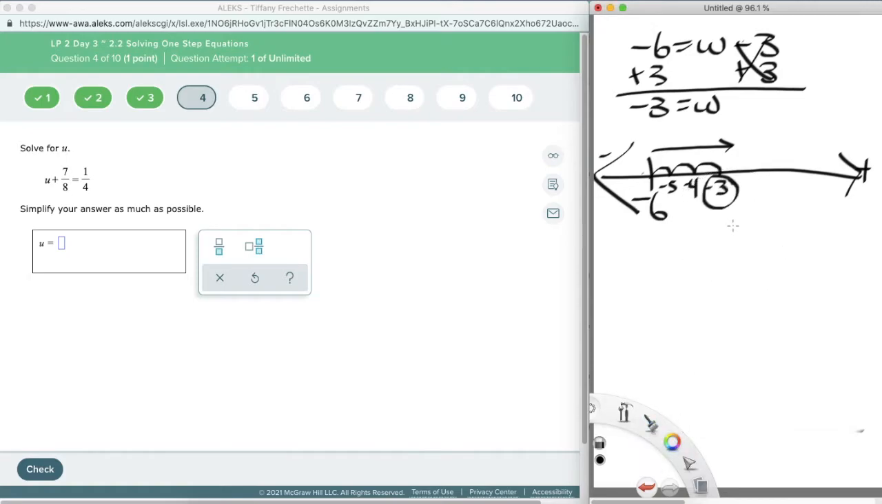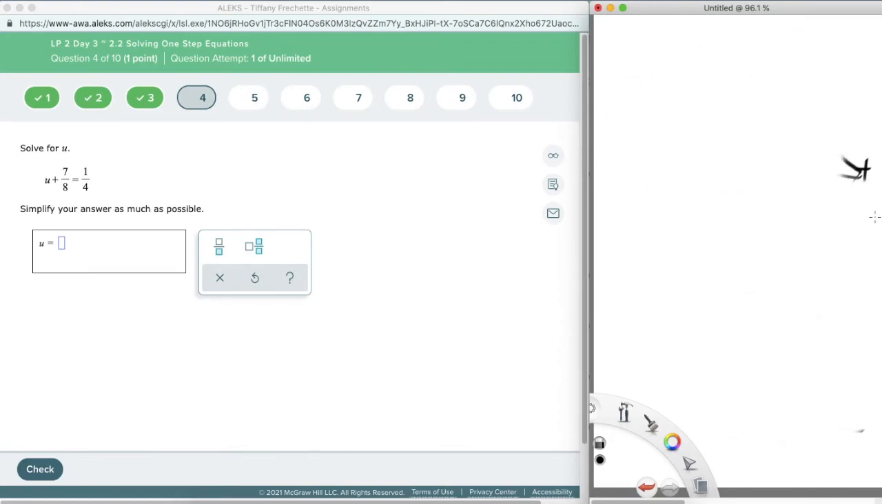When it's integers, you can use them, but when we have fractions and decimals, that gets quite a bit harder to use Algebra Tiles on. So we do get a little limited with that kind of stuff. All right, so now we have U plus 7/8 equals 1/4. So there's 2 options. You can either completely eliminate the fractions if you know how to do that, or you can turn them into like fractions.